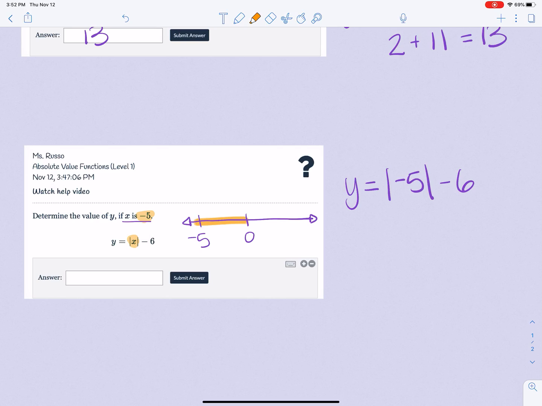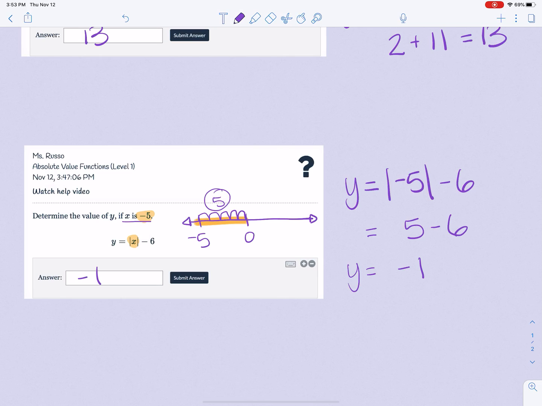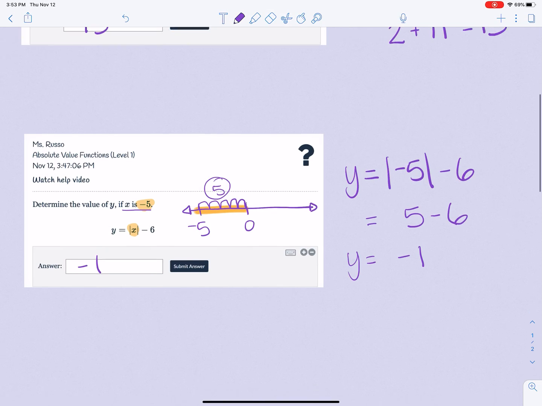And remember, distance is always positive. So if distance is positive, how many jumps is it going to take? 1, 2, 3, 4, 5. It takes 5 jumps to get from -5 to 0. So the absolute value of -5 is +5. And I have a -6. Okay, so now how do we do this? If I have 5 and I take away 6, I'm left with a -1. So in this case, our solution is y equals -1. So I'm going to go over here and put -1. Let's take a look at our next one.